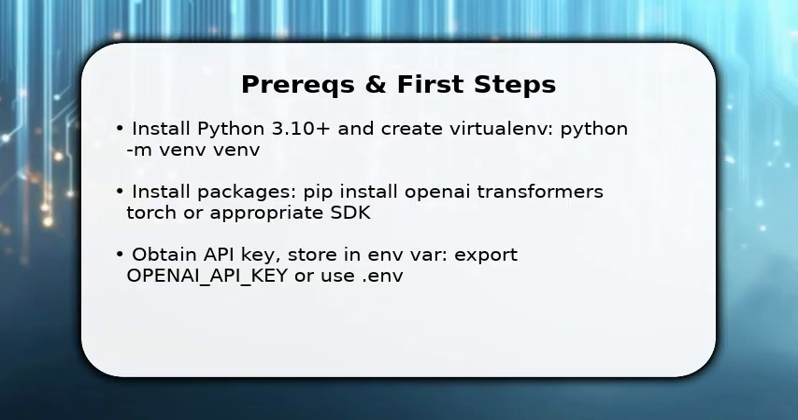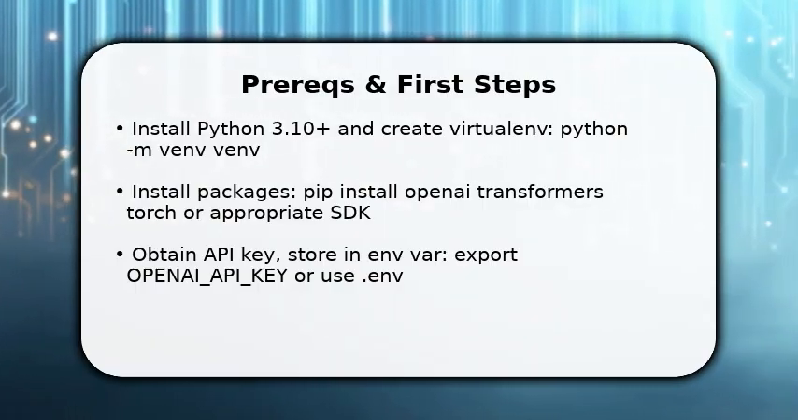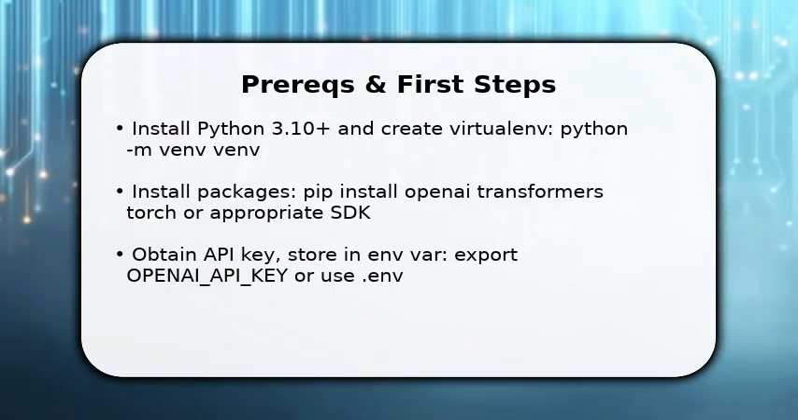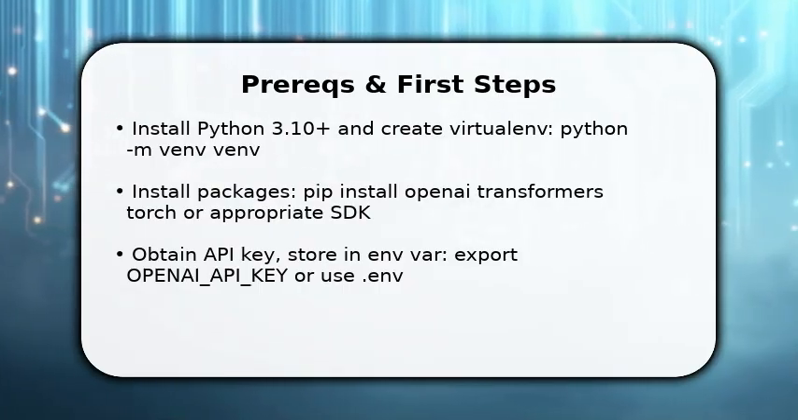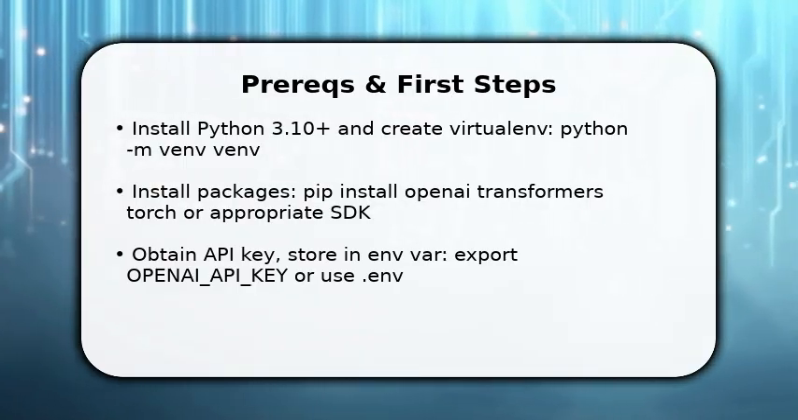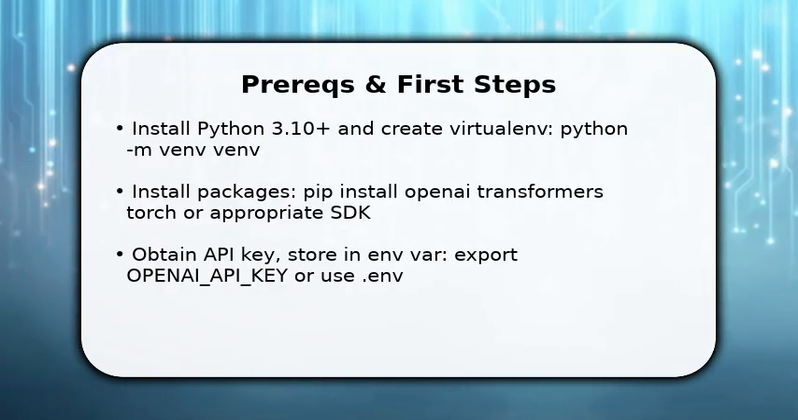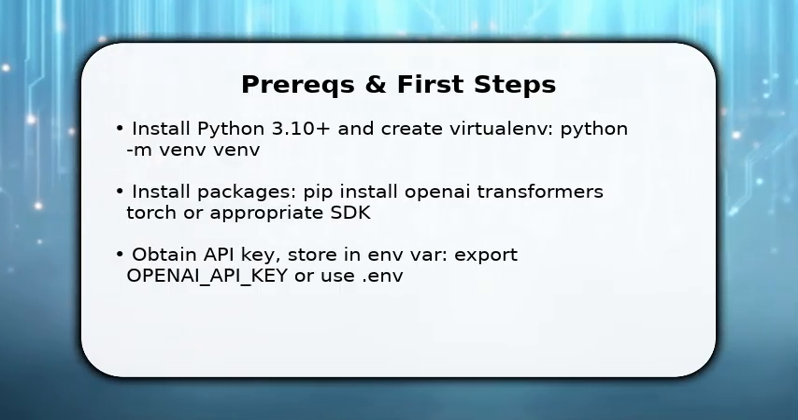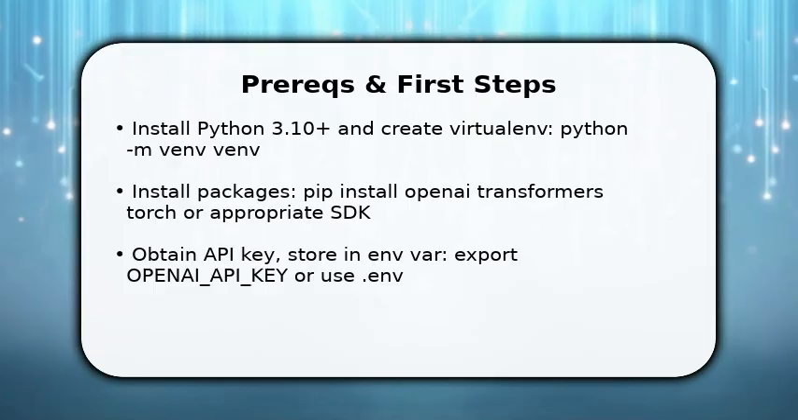You start by locking prerequisites and taking the first actionable steps. Set up Python 3.10 plus, create a virtual environment and activate it so dependencies stay isolated. Next, install the core libraries you need. For example, pip install openai transformers torch, depending on model choice. Once done, obtain and securely store your API key as an environment variable. This prevents accidental leaks. Make sure to pin versions, so results remain reproducible as you proceed to implementation.